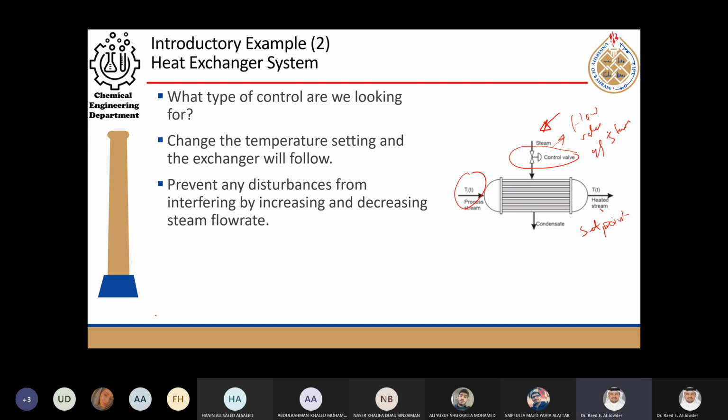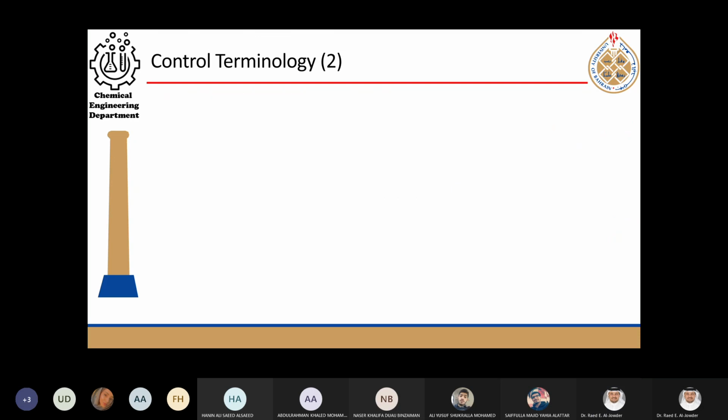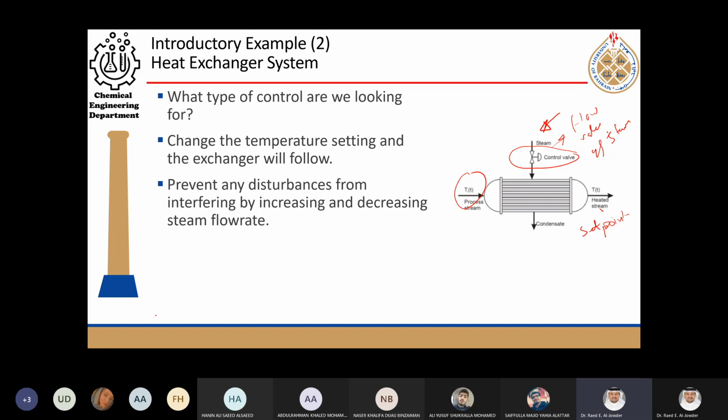Okay, let's move a little bit. Now, we have another control terminology. As you have seen in the previous slide, we talked about set point and we talked about disturbances. And we said that set point means the level at which I want to operate my system so that I get profit. There are also disturbances which interfere with me doing that task.